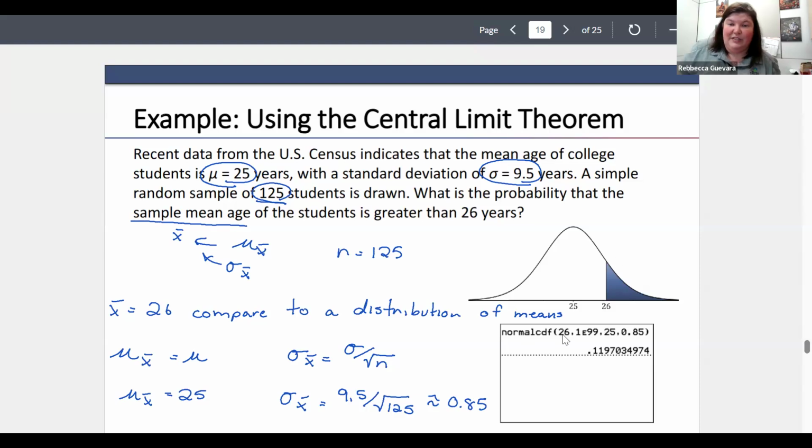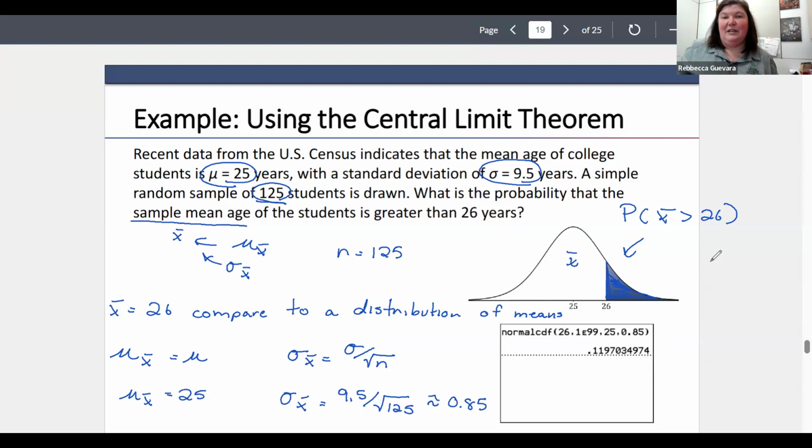What you're seeing here is that we're just trying to figure out the probability that the mean age of students is greater than 26. So I'm looking at 26 or larger. And this is a population of X bars.